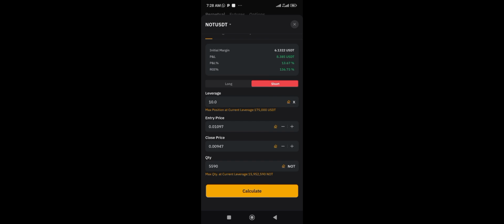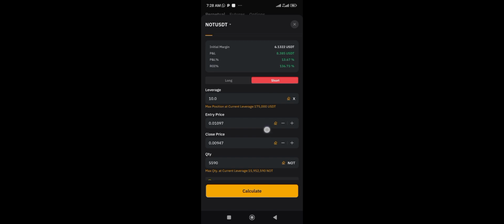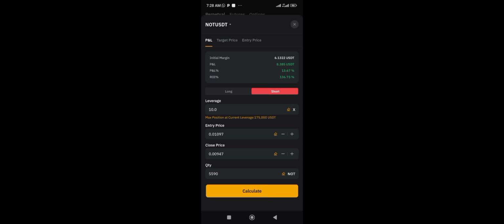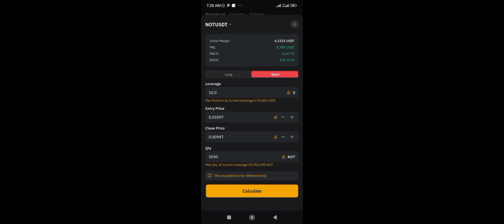8.385 USDT. If you calculate this right now in our local currency, I think it should be around 15 to 16,000 naira. So that is the profit I've been able to make from trading since yesterday midnight. Okay, so let's go to another one and see how much we have made.